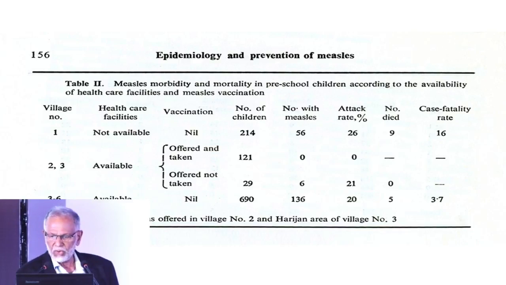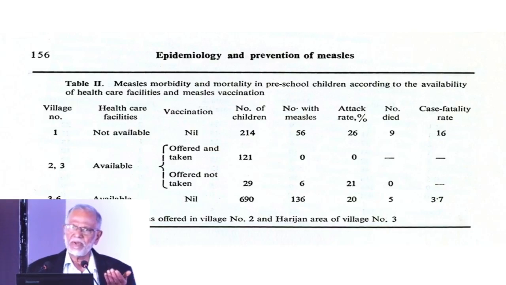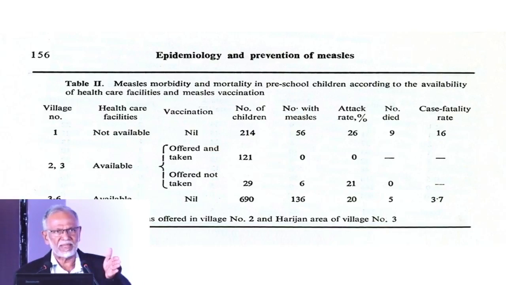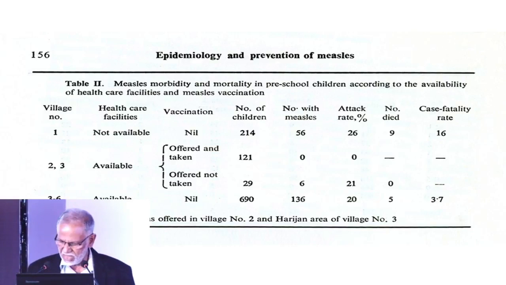Okay, that is what I showed you in village number 1, the previous one. Village number 2, we had offered measles vaccine, and those who took it, there was no case and of course no mortality. Those who did not take it had cases. Small numbers, no mortality. Where healthcare was available, mortality was low or case fatality was low. In other words, a lot of case fatality associated with measles is not the measles virus actually killing, but a lot of secondary infections, undernutrition, kwashiorkor, etc. killing.